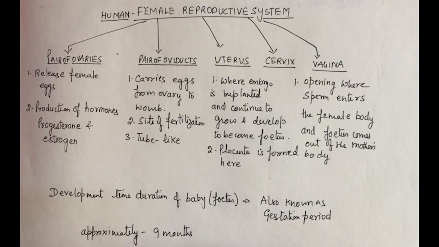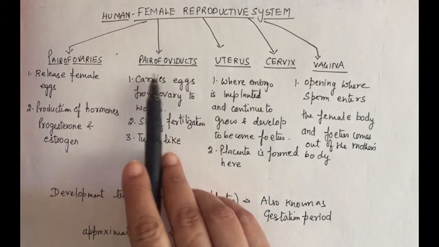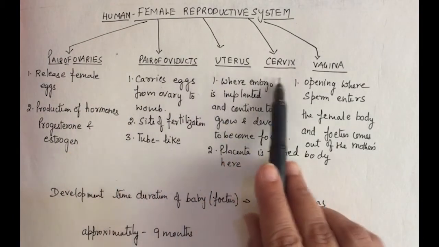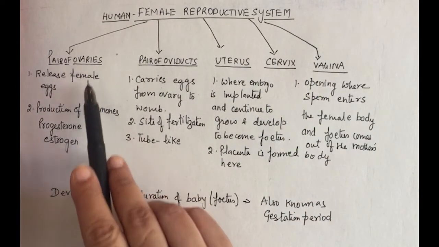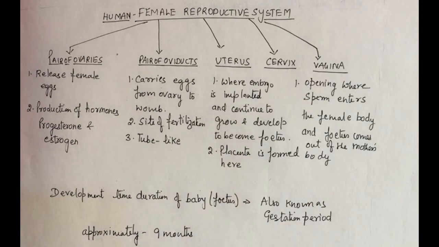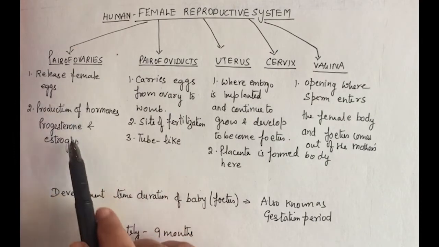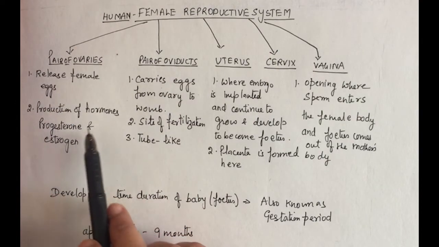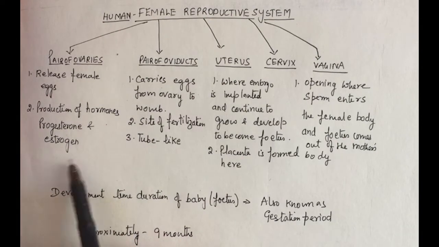Hello students, today we are going to learn about human female reproductive system. In female reproductive system, the parts are a pair of ovaries, pair of oviducts, uterus, cervix and vagina. When we talk about pair of ovaries, what are the functions of ovaries? They release female eggs and they also produce hormones which are progesterone and estrogen.